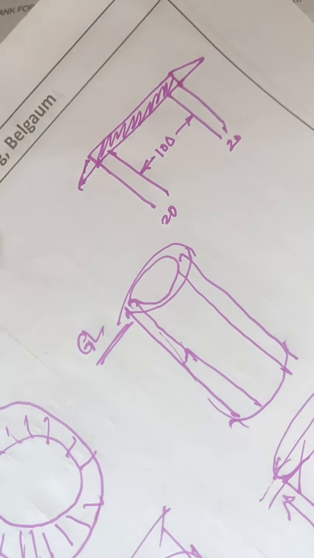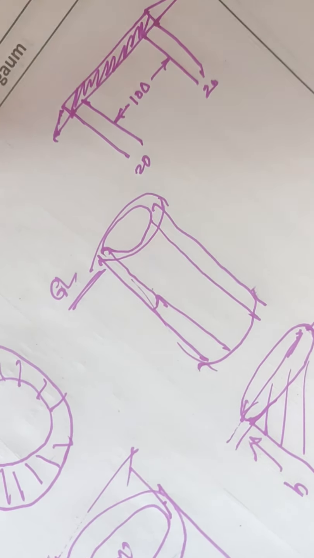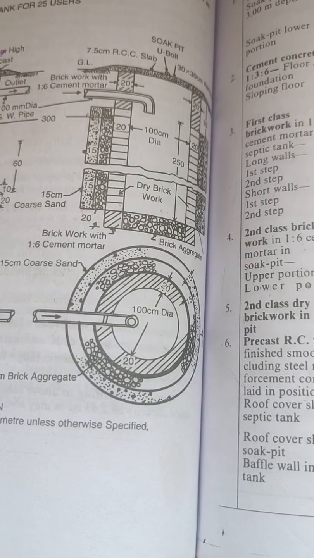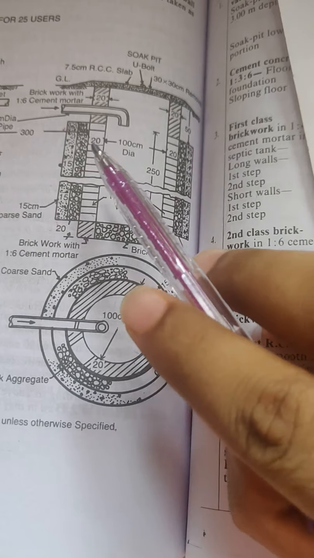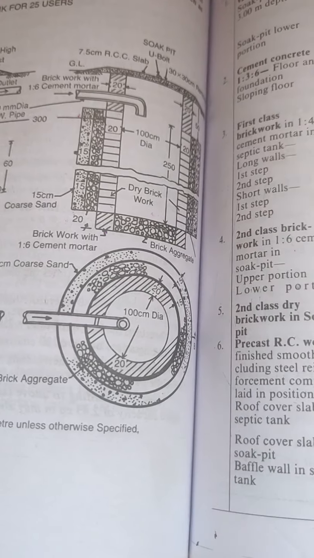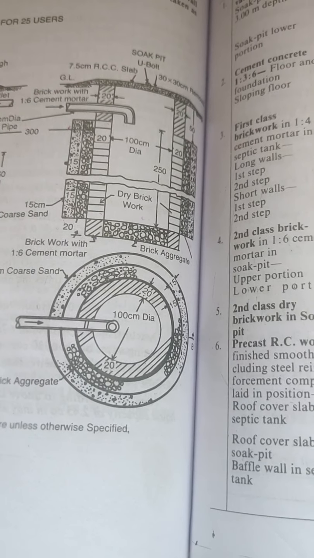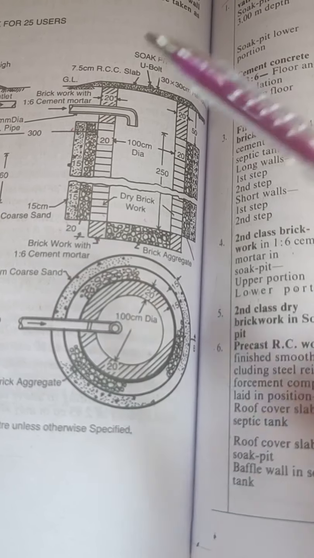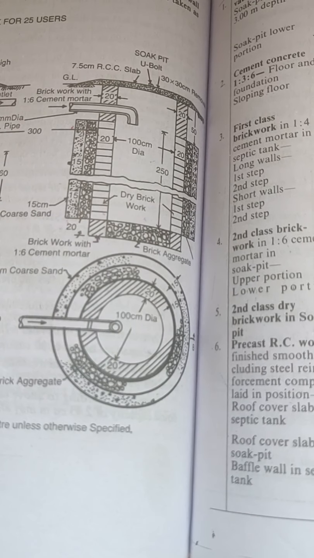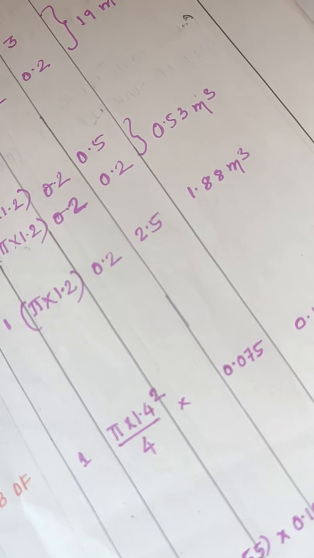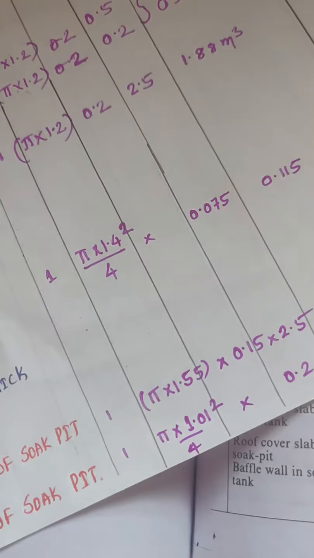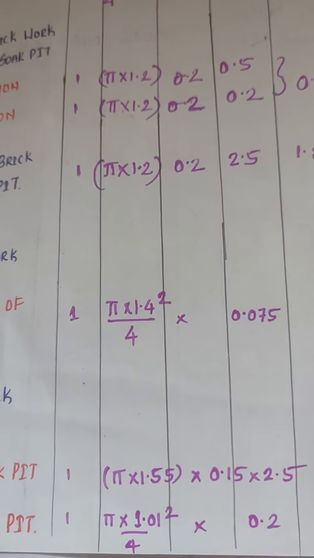So what will be the length for this? This will be 20 plus 100 plus 20, that is 140, that is 1.4 meter. You can see here 20 plus 100 plus 20, right? I'll show you once again. So 20 plus 100 plus 20, this is the RCC slab. Now this RCC slab I have calculated.